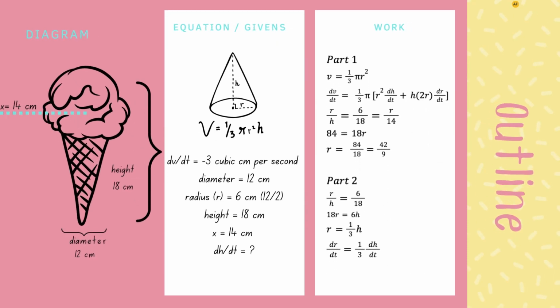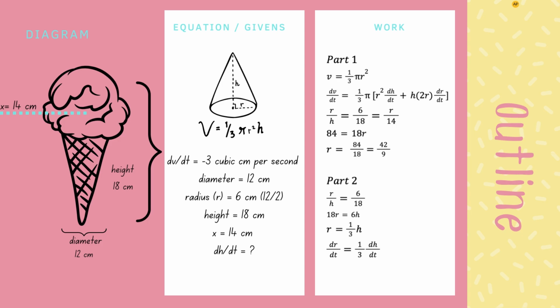For this problem, we are given dv/dt, which was negative 3 cubic centimeters per second, the diameter of the cone, which was 12 centimeters, the radius, which was 6 centimeters, and the height of the gelato, which was 18 centimeters. The height at which we are finding the rate is 14 centimeters. We are trying to find dh/dt, which is the rate the height of the gelato is decreasing.